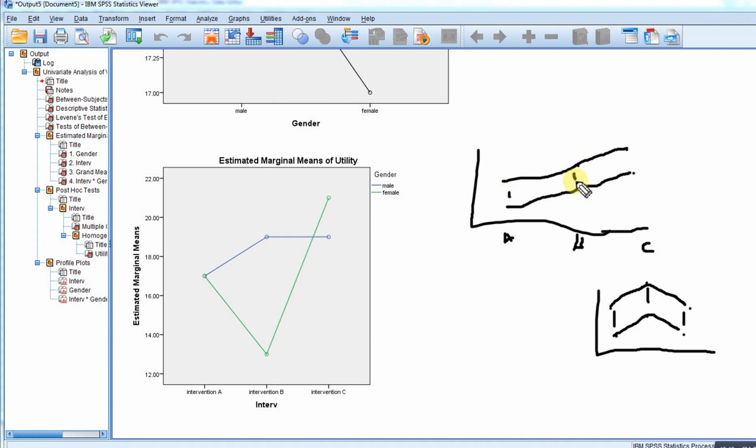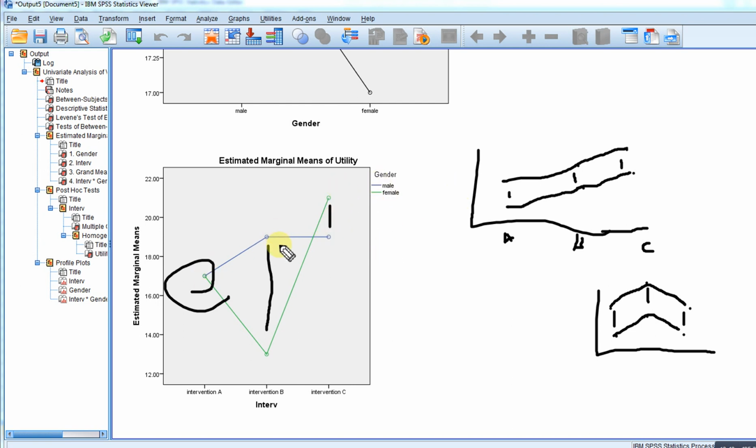We don't have that situation here. You can see in this particular plot that there's no difference between males and females in intervention A. You see that there's a substantial difference between males and females in intervention B, where basically males scored higher on perceived utility than females. And then you actually had a crossover effect here, where you have a difference right here, but you can see now that females are scoring higher than males. So basically you can see that there are no parallel lines.